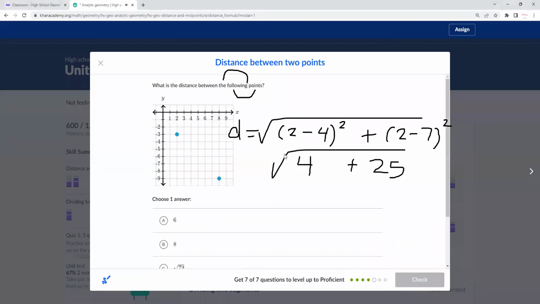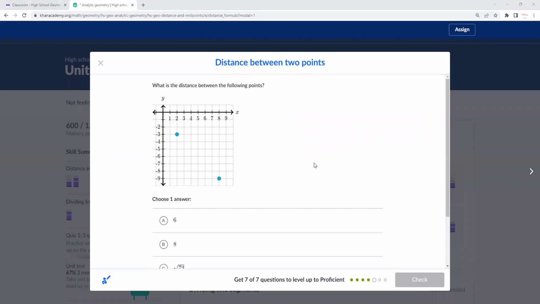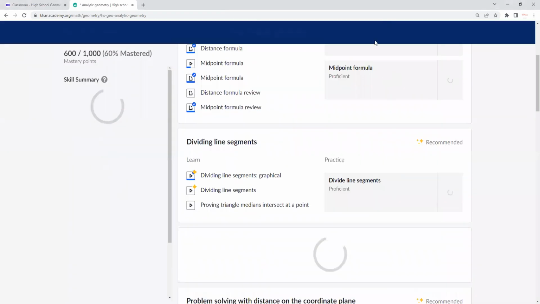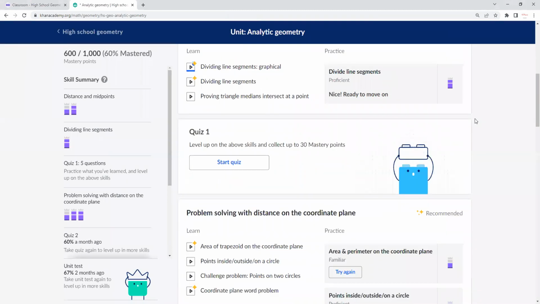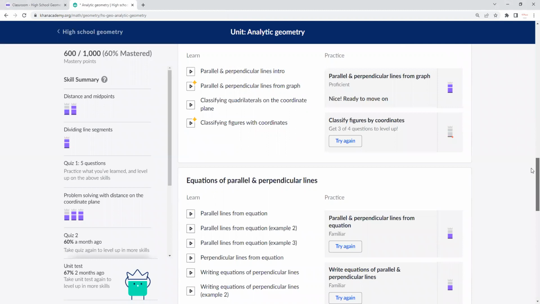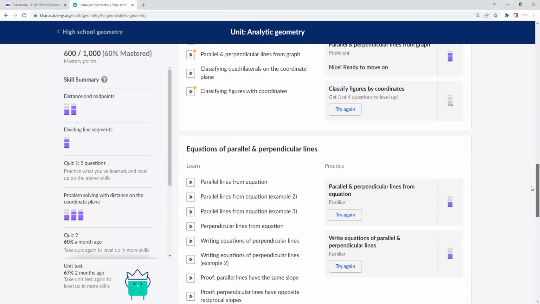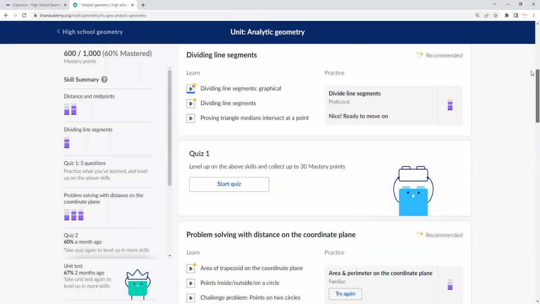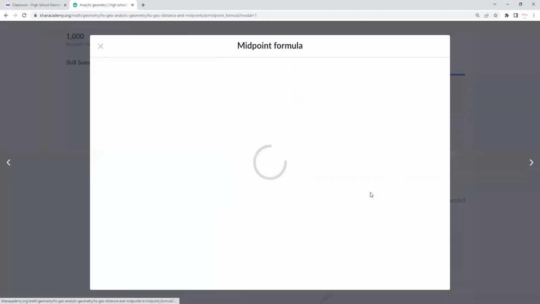Very easy formula. The only thing I would say is be careful with your integers. Usually when students mess up the distance formula, it's because they mess up their integers. So go over the first part of this unit and make sure you're good with that before going to the other parts. Because if you do not know how to do the Pythag theorem or distance formula or midpoint formula, you're going to have a hard time with some of this other stuff. So you want to make sure you have this down.